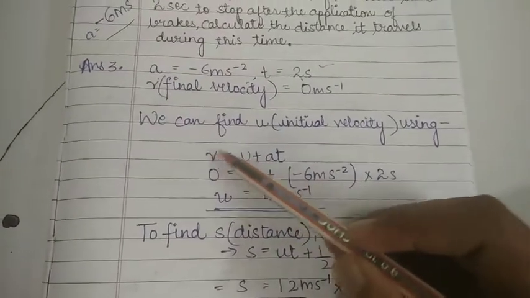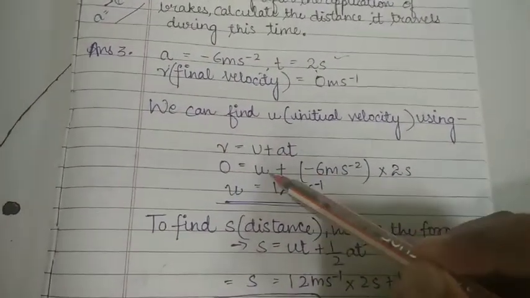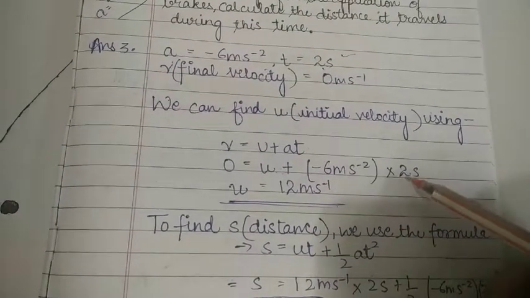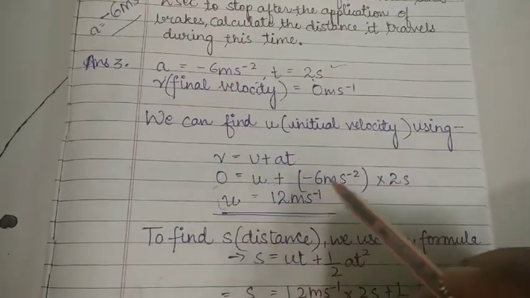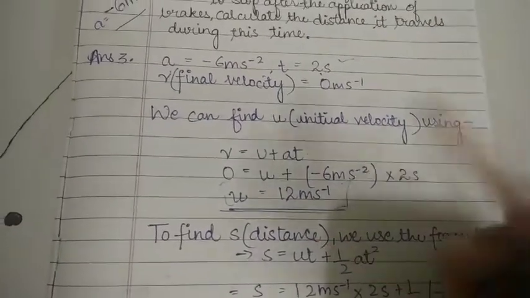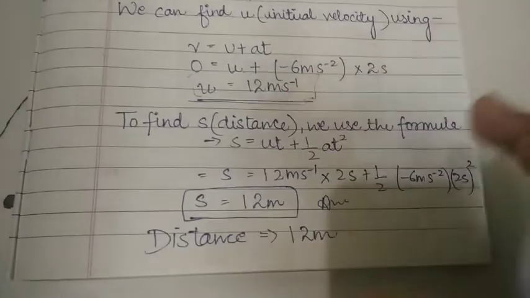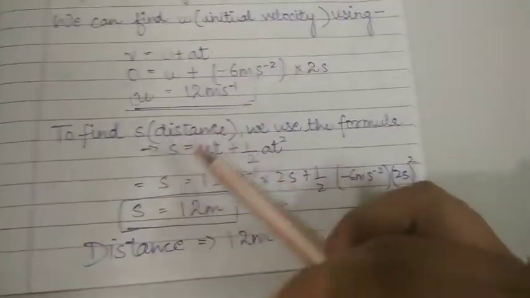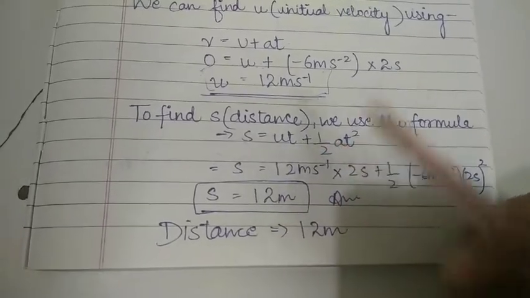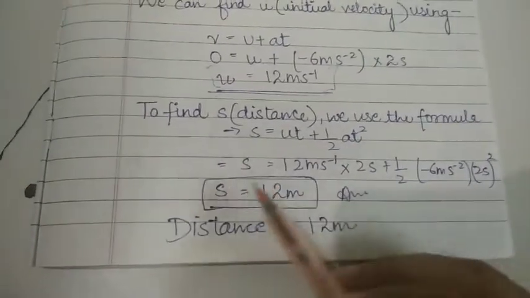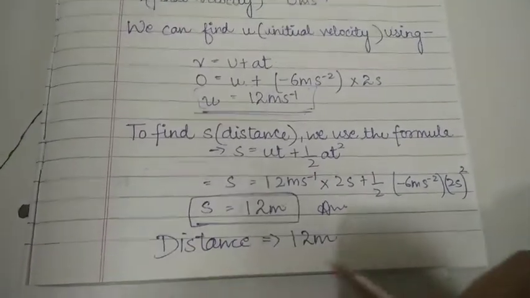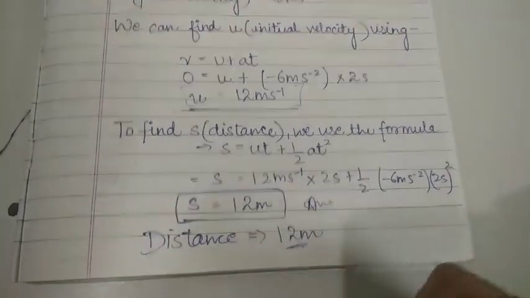So by using this formula, you can easily find the initial velocity. The final velocity is given to you as 0, equals initial velocity plus minus 6 meters per second square into 2 seconds. So from this you will get the value of initial velocity as 12 meter per second. Now we have to find the value of distance. I just told you that we can use the formula s is equal to ut plus half at square. So just put the values into it and we'll get the distance as 12 meters. So easily we can find the distance, that is equal to 12 meters.